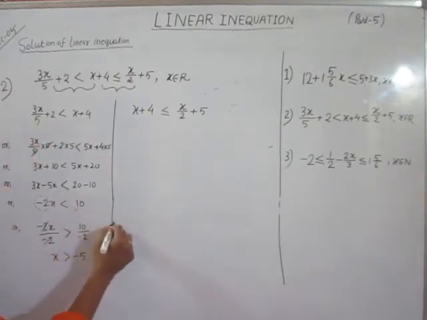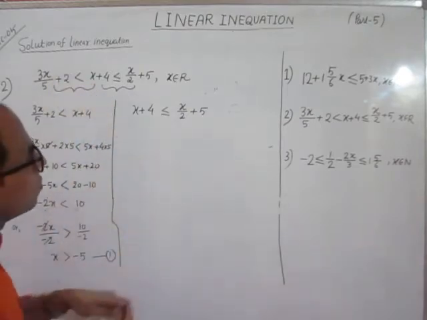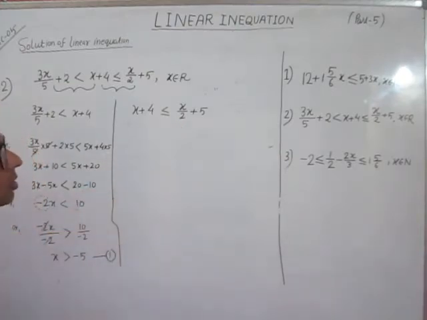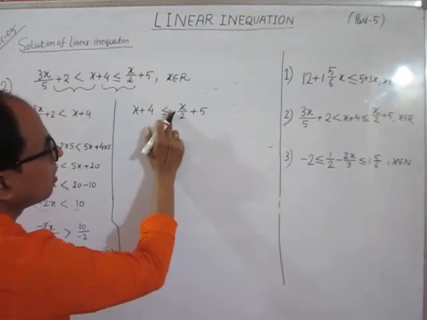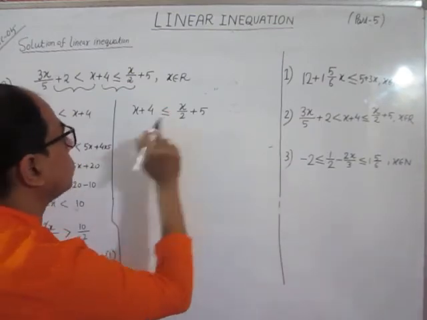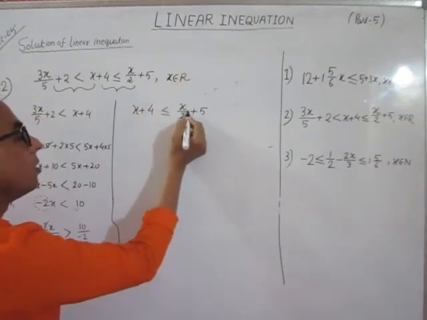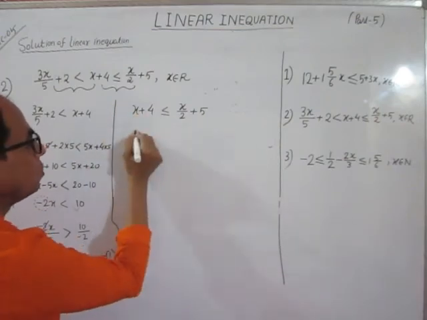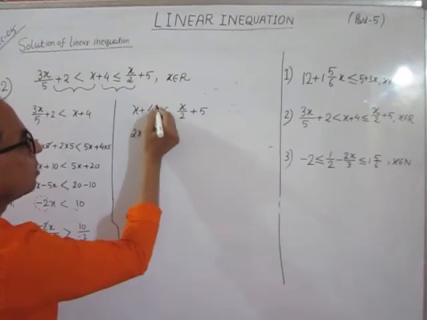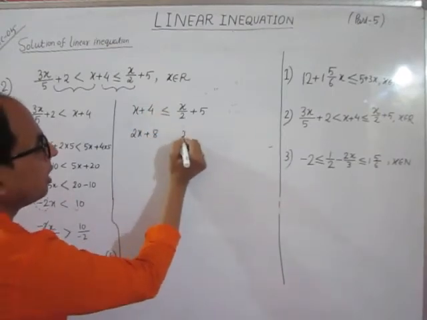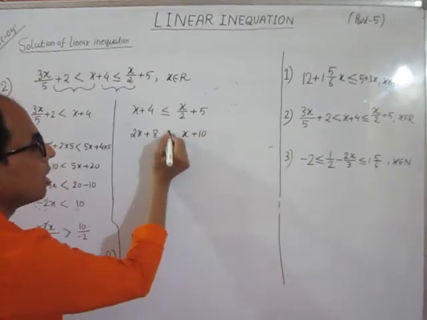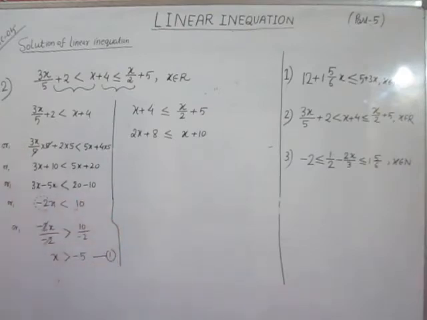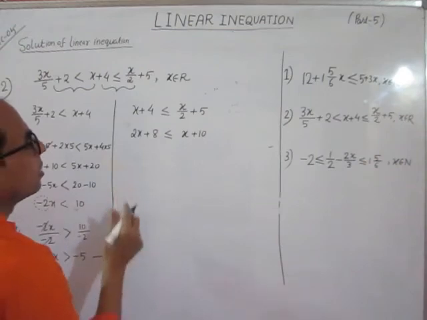Now solve the right part. Here also a fraction is given. 2 is in the denominator, so the first step is to remove the fractions. For removing the fraction, we will multiply by 2. So multiply each term by 2. We cannot multiply only one term; we have to multiply each term of the inequation. So it will be 2x plus this multiplied by 2, it will be 8, it will be x, and this will be 10. And the sign of inequality remains the same. Why? Because when both sides are multiplied by the same positive number, the sign of inequality remains the same. This is our first step.